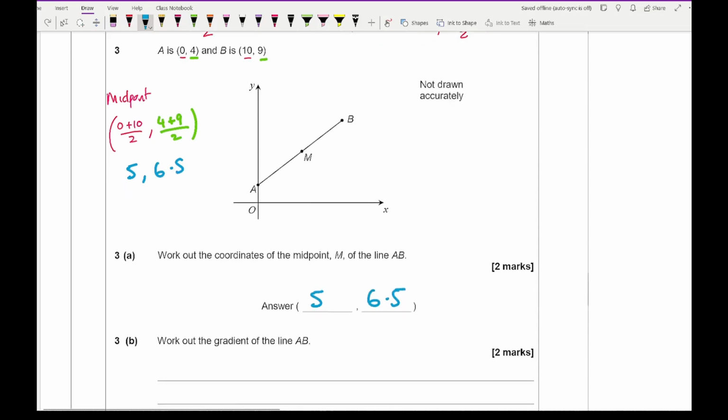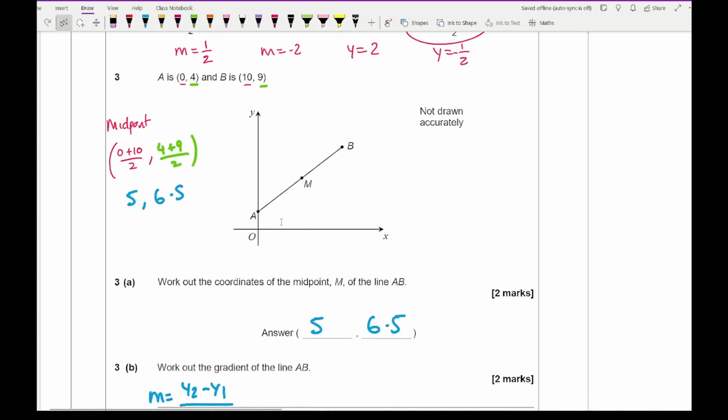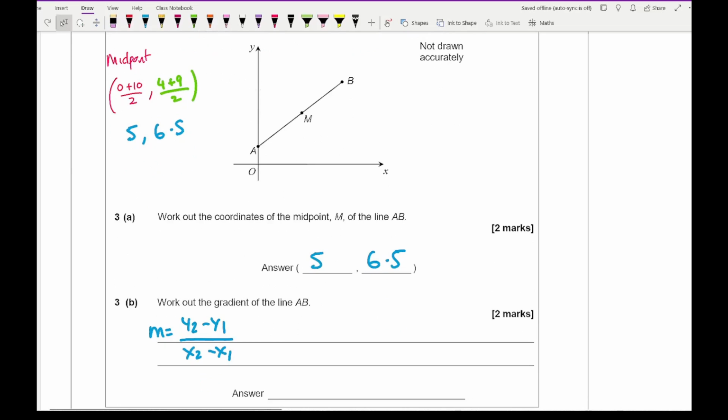For question 3b, it's asking me to work out the gradient of the line AB. So again, I can recognise that m equals y2 minus y1 over x2 minus x1, in which I use the coordinates of A and B, which are stated here. So A is (0, 4), and B was (10, 9).